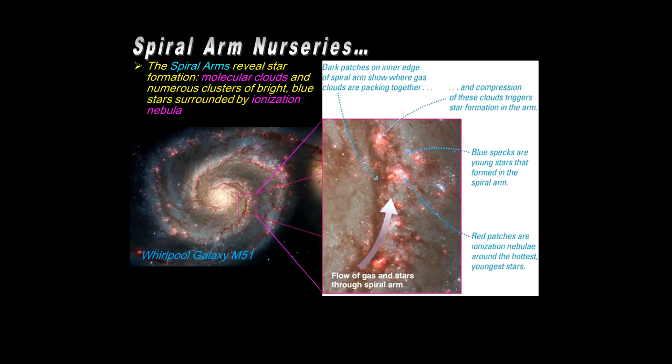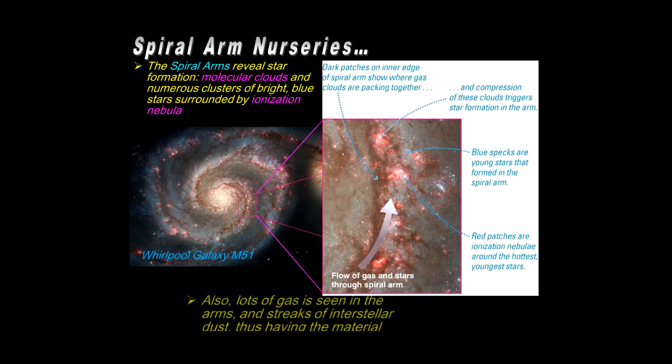So here's a somewhat magnified view of a region of the spiral arm in the Whirlpool Galaxy M51. And we see these dark regions where the clouds are packing together. The flow of stars is through the arm in this direction. We have compression triggering star formation. The blue specks that you can see here are the regions of OB stars, and of course lighting up the nebula.